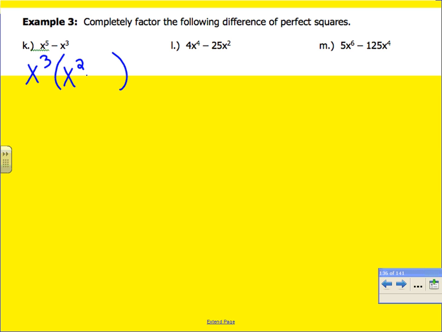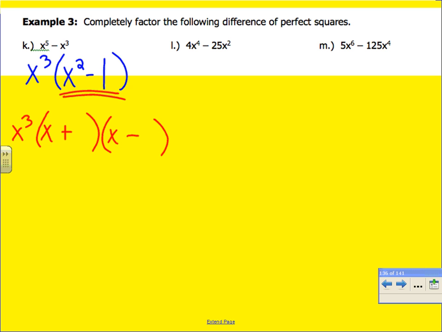Okay, hopefully you wrote down or you were thinking x squared minus 1. If you now look at what's inside these parentheses, x squared and 1 are both perfect squares. So it now meets all 3 characteristics that we've been talking about. Make sure you rewrite your GCF, make your 2 binomials, 1 plus, 1 minus, and then we're going to square root each term.